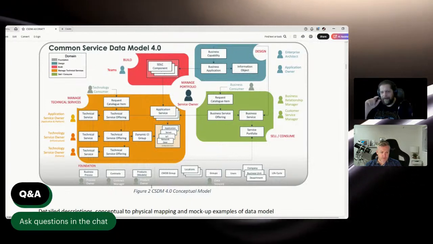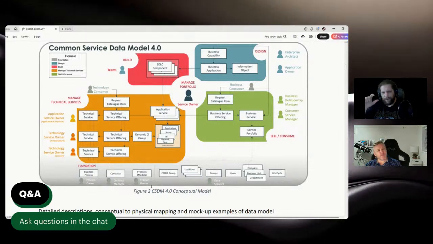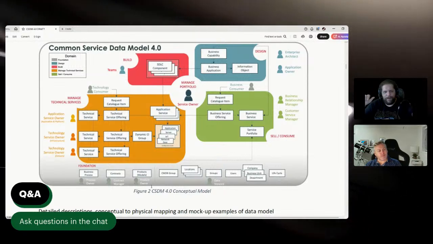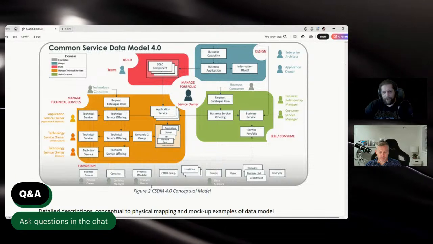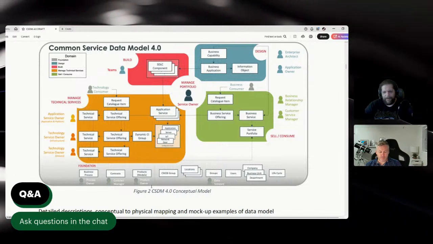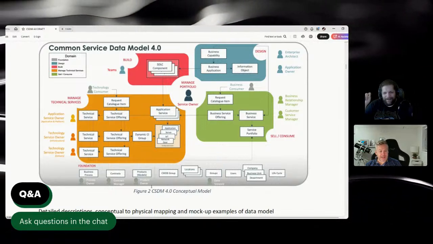So, and here is where I think ServiceNow is not entirely correct in their crawl, walk, run approach. The business services and the technical services come a little earlier, but the business service comes very much towards the end. If at all. Sorry? Right? If at all.